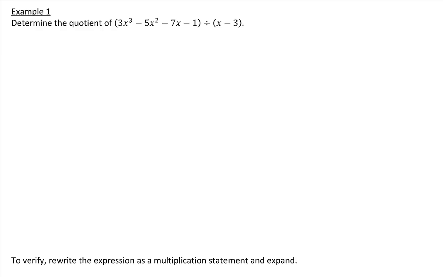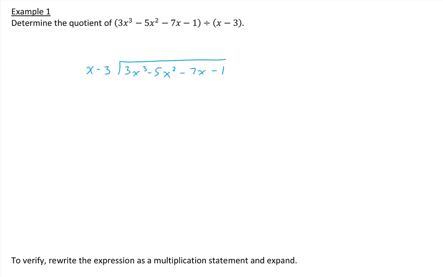So now let's look at dividing polynomials. So it's a similar setup. We have x minus 3, which is our divisor, and our dividend is 3x cubed minus 5x squared minus 7x minus 1. So right away we look at the 3x cubed and the 5x squared. Because we have a binomial, we're going to subtract 2 terms at a time.